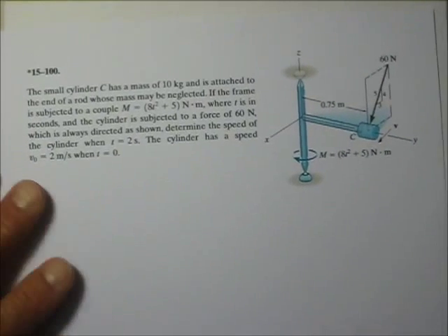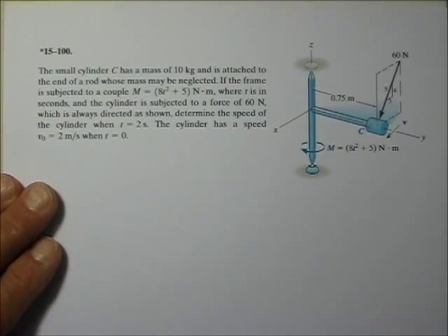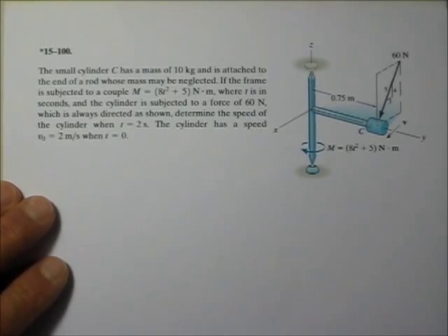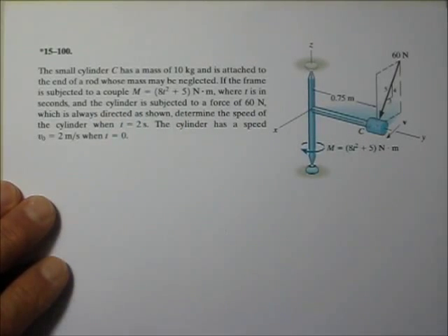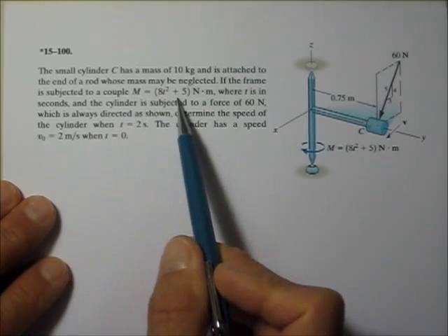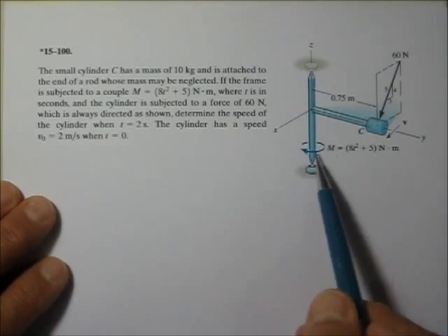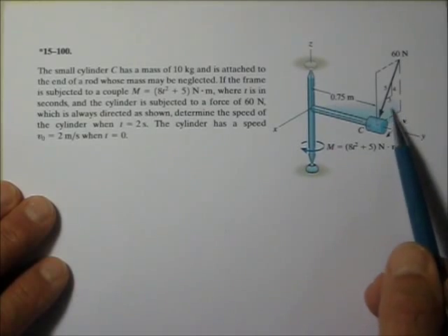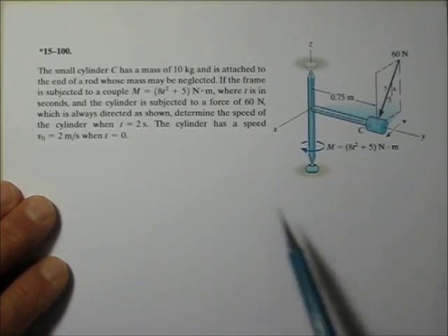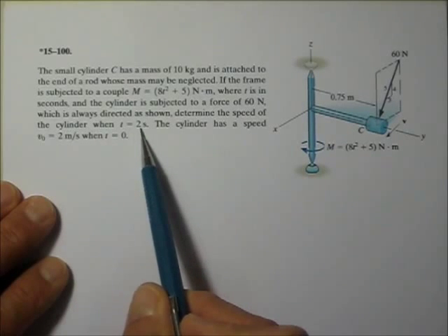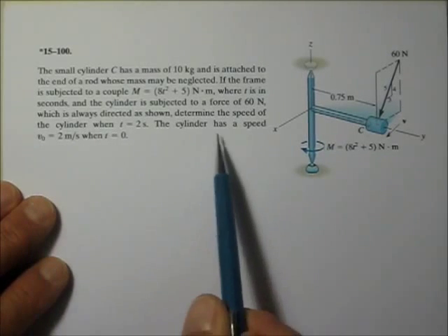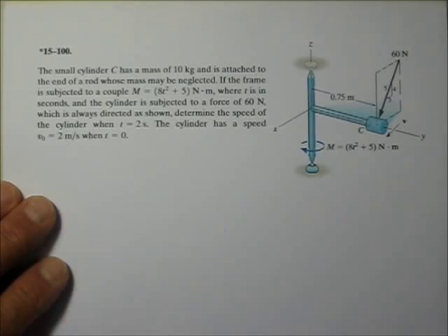All right, this one we were just looking at. We'll have to do just a little bit of integration, so let's do that together. In this case it's got one mass out here at the end. It has a mass of 10 kilograms attached to the end of the rod. It's got a couple, this moment right here, and then this 3/5 component, which we already talked about. We want to determine the speed when the time is equal to 2 seconds, and it has an initial speed of 2 meters per second.